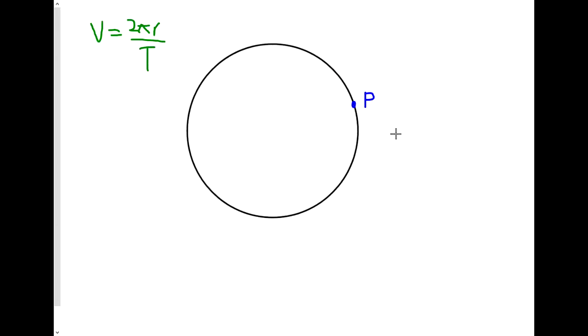But how does an object even manage to stay on a path like this? If there's nothing affecting the object, then we know that the object will be traveling in a straight line, as per Newton's first law of motion. So, there has to be a force pulling this point P towards the center of the circle in order for it to maintain the circular path as it goes around. This force is called the centripetal force. The centripetal acceleration is given by the formula AC equals v squared over r.